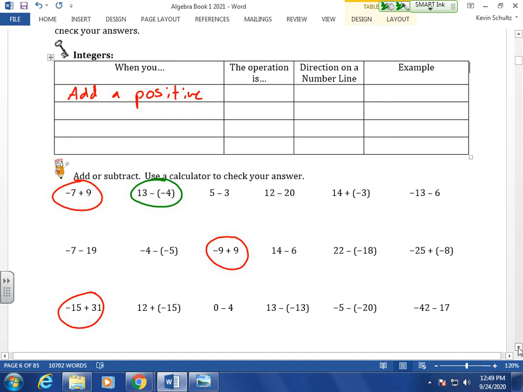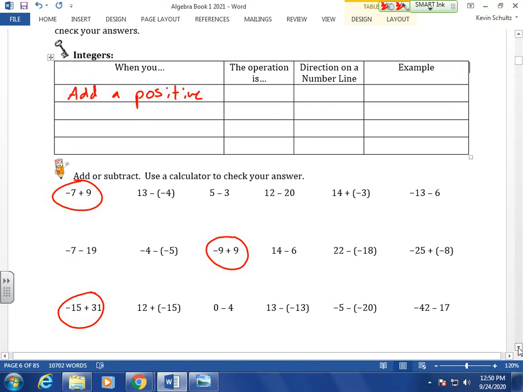Folks, 13 minus negative 4 would fall under the subtracting a negative category, which we'll talk about in just a little bit. But adding a positive are the three that are circled in red here. And even though all three of these happen to start with a negative number, what can you tell me about that sign in front of the first number as far as how it relates to the operation? What does that sign in the first number tell you about the operation that we're doing here?